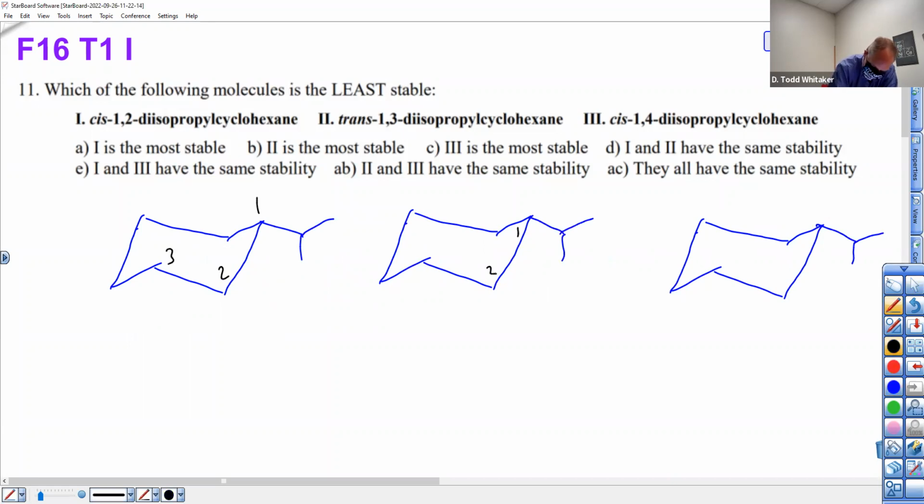because if there's chairs that have both groups equatorial, those are the most stable, right? If there's a chair with both groups axial, it spends 0% of its time with both groups axial, and the other chair where both groups are equatorial spends not 100% of its time there, and it's more stable. So criteria 1 is if both groups can be equatorial, that's the best.